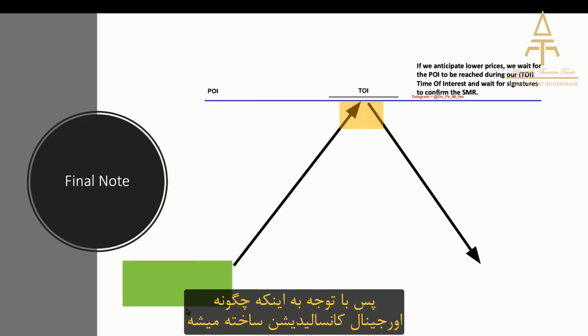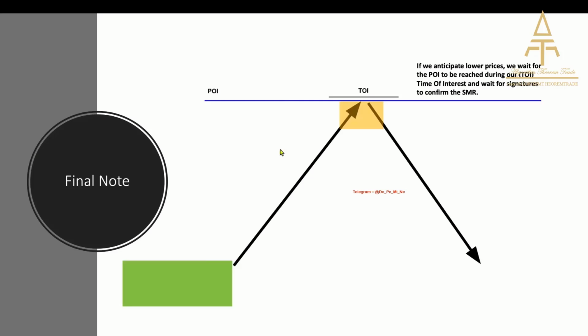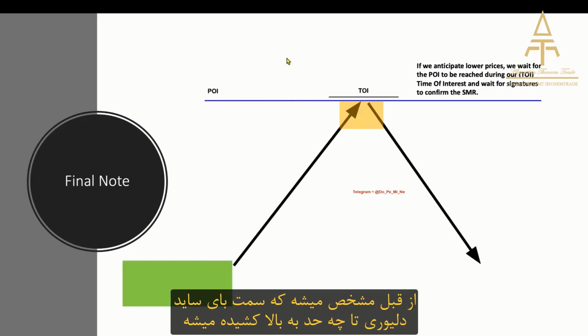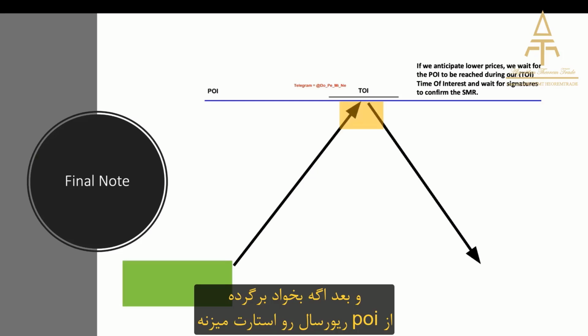So based on how the original consolidation delivered and how it got engineered, it is already predetermined how high the market will draw on the left side of the curve, aka the buy side of the curve, before it will turn around during our time of interest, if it's going to turn around.